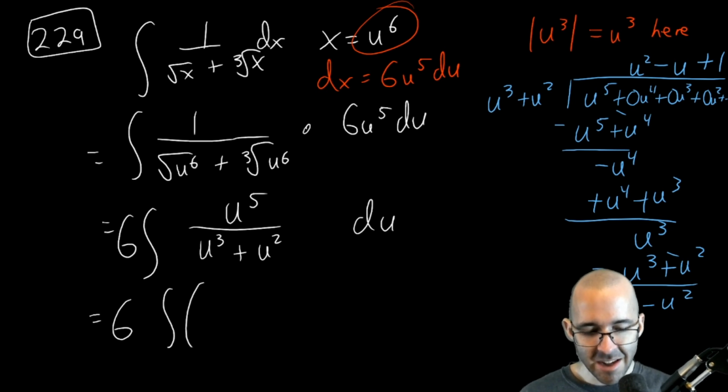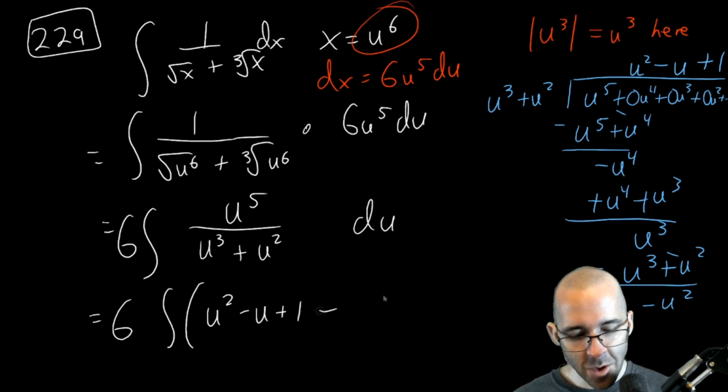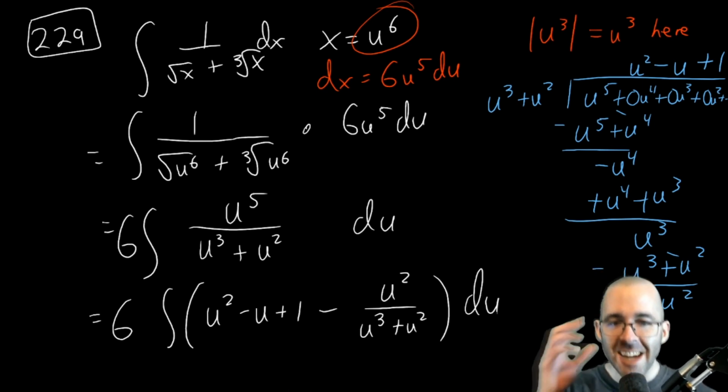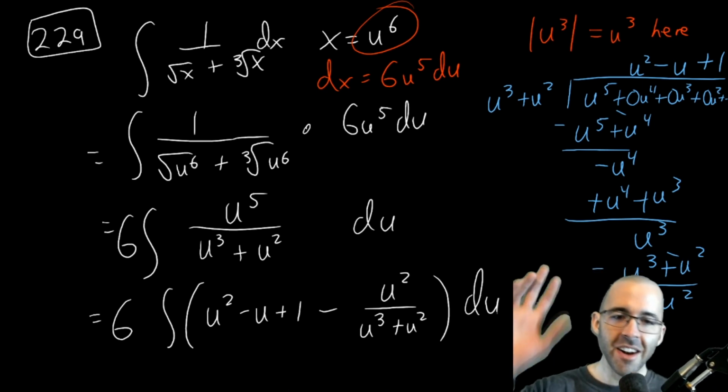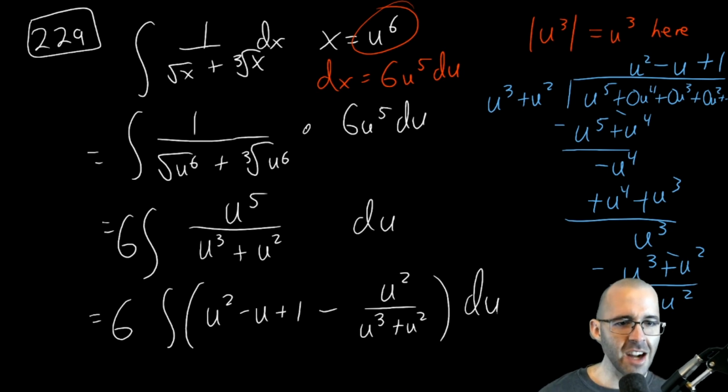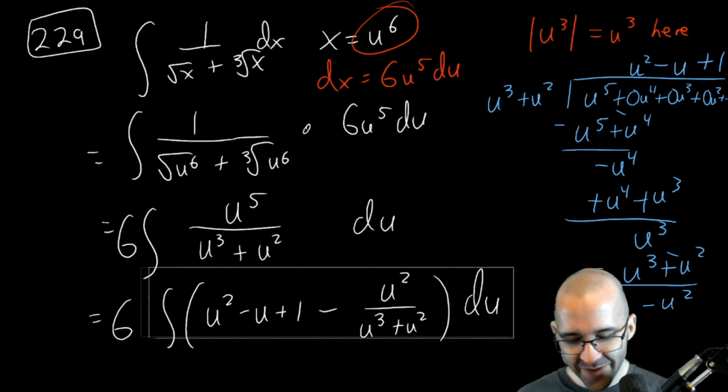This is 6 times the integral of u squared minus u plus 1, and then the remainder, minus u squared over u cubed plus u squared. We get to use partial fraction decomposition on this. First part of this integral, no problem, that's a quadratic. Second part, yeah, partial fractions. Ooh, no, maybe not partial fractions. Ooh, I'm glad I did this problem. This looks fun.